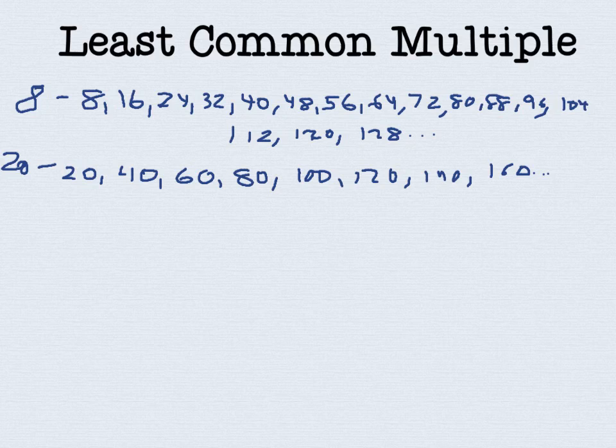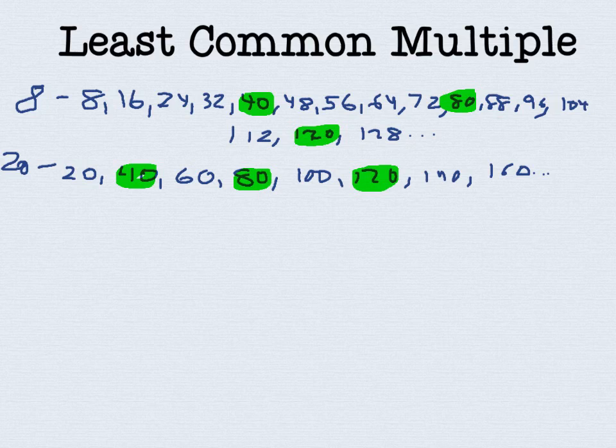Now these two numbers, 8 and 20, share something in common. They have common multiples. So for example, 40 is a common multiple. 80 is a common multiple. And 120 is a common multiple. One of the skills necessary for finding common denominators is to be able to pick the lowest common multiple.